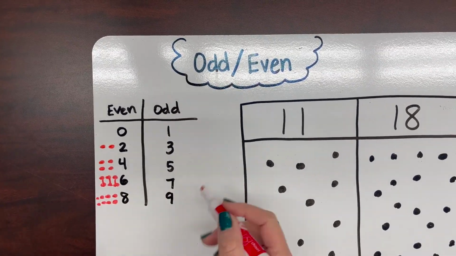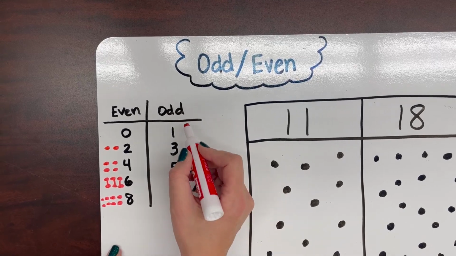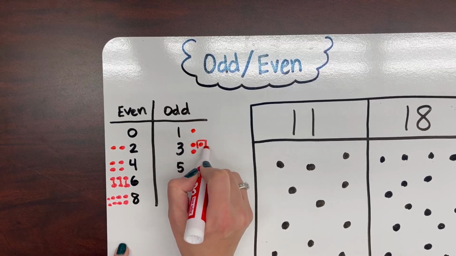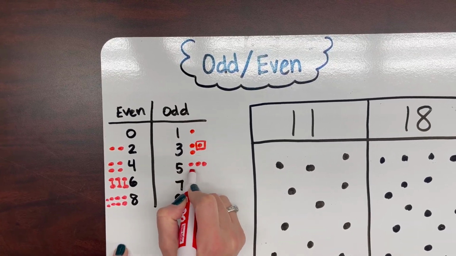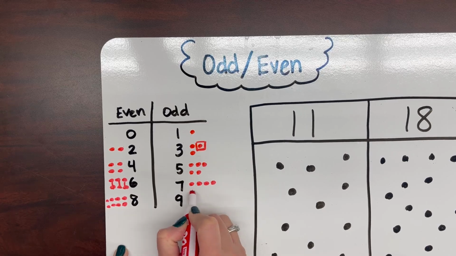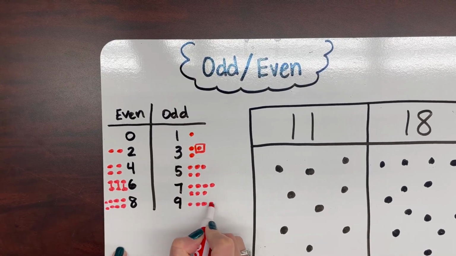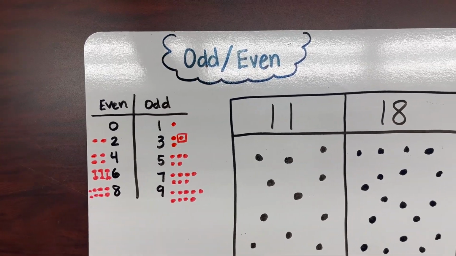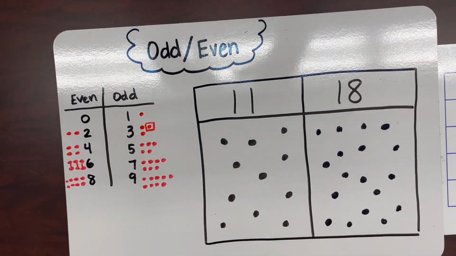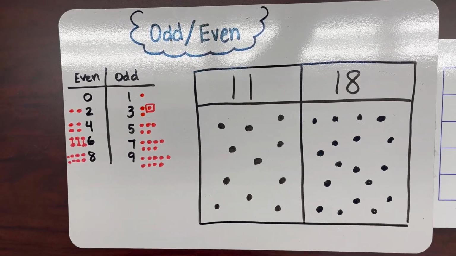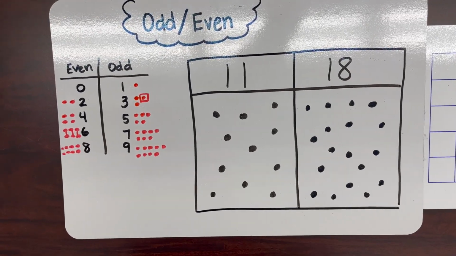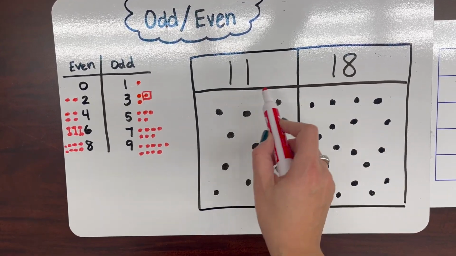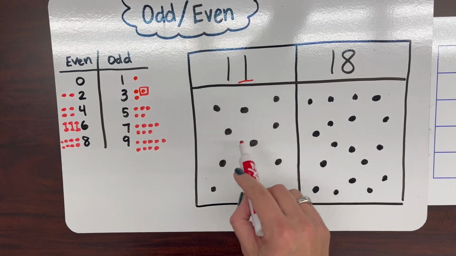Now, odd numbers are numbers that don't have an equal group or can't be paired. So 1 exists by itself, 3, there will be a dot that's left out, same for 5, same for 7, and same for 9. So we call these numbers odd. Now, when looking at numbers that are larger, like 11 or 18, what we like to help students understand is when we look at the last digit in the number, that is an indicator if it's odd or even. So in the number 11, this is the number we're going to take a look at, the number 1.